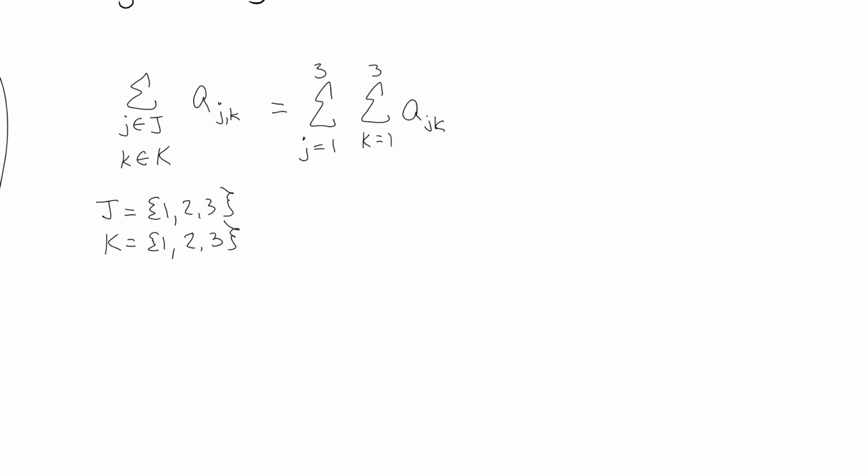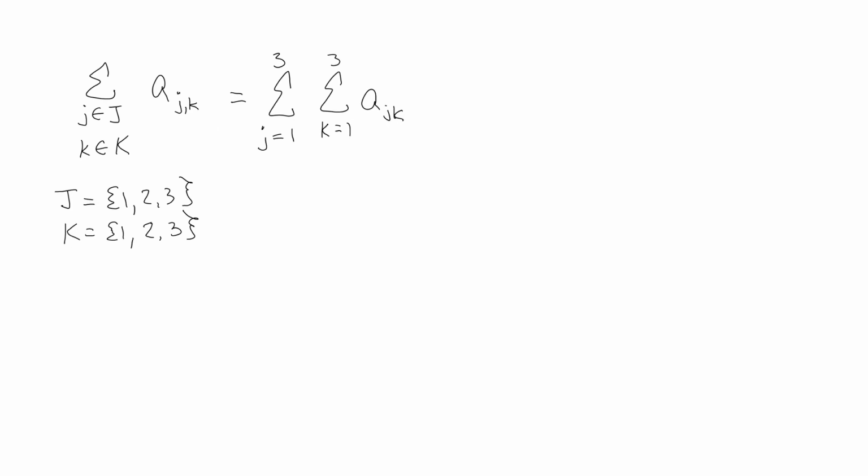Awesome. So you can think of summations like this as a nested for loop. It just depends on whether your brain likes to think in summations or if your brain likes to think in for loops. But you can use one to understand the other. And so that's kind of what we're trying to do here.